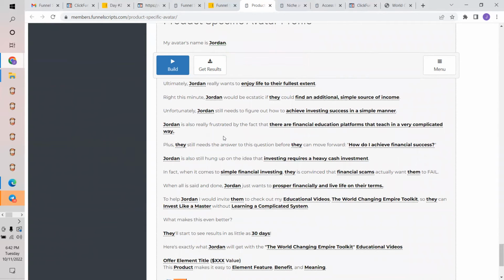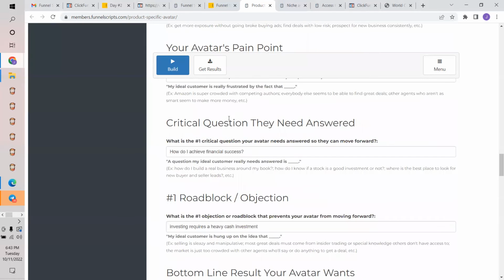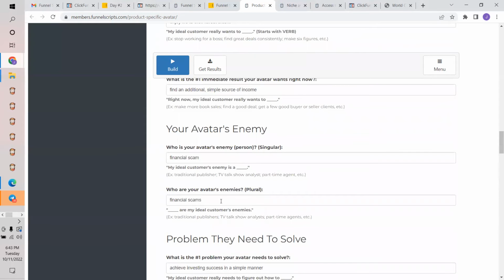Jordan is also still hung up on the idea that investing requires a heavy cash investment. In fact, when it comes to simple financial investing, they are convinced that financial scams actually want them to fail. I actually want to go ahead now and read that, right? This is why I like to read.